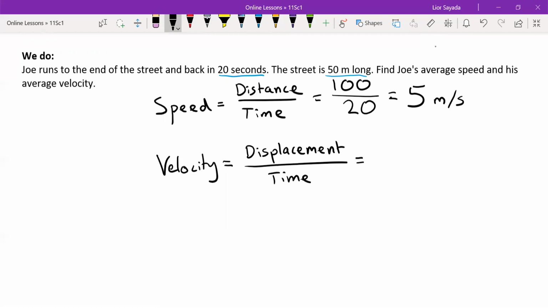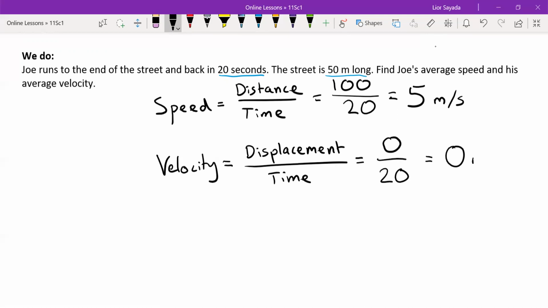Well, since Joe has run to the end of the street and back, he's now back to his original position. His distance from where he started is 0. So his displacement is 0. The time is still 20, but 0 divided by 20 is 0. What are the units for velocity? Say your answer to the video.